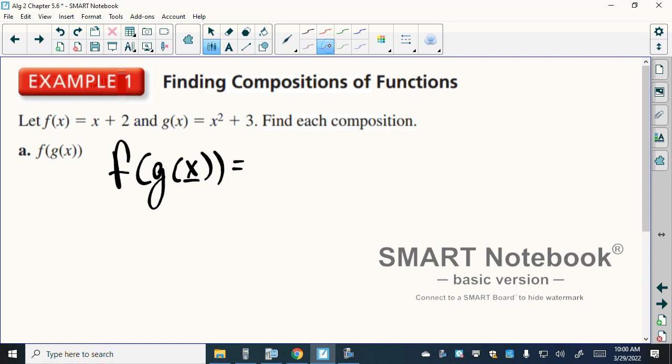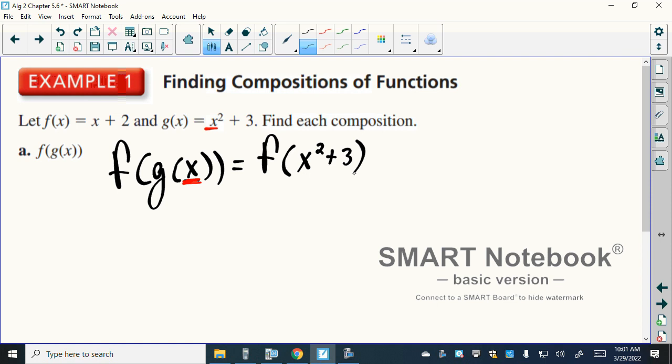Because for all of these here, we're going to start inside and work our way out. And for this first one here, we're going to plug x into g of x. So that means I'm going to come up here for g of x and replace every x with x. Is that going to do anything? Well, no, it's just going to say that we have f of what? x squared plus 3. Because that's what g of x is. Any questions on this here?